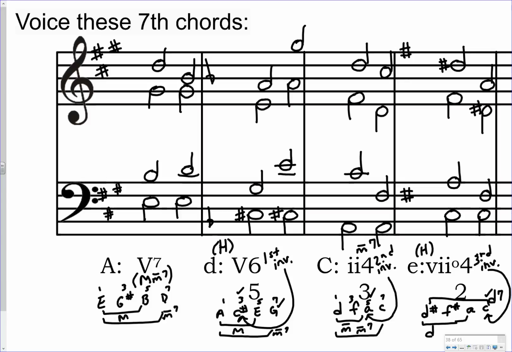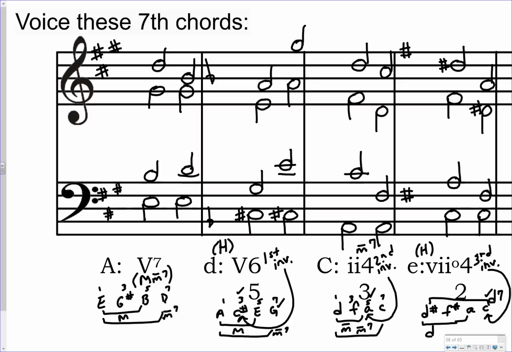And maybe you came up with some of these as your response, or maybe some additional ones. But the main thing that we should be concerned about is that we're actually spelling the 7th chords correctly. So for the A major, we should have an E, G sharp, B, D. For the D minor, our 5-6-5 chord, we're looking at from root to 7th, A, C sharp, E, G, with a C sharp in the bass because it's first inversion, so the 3rd's in the bass.